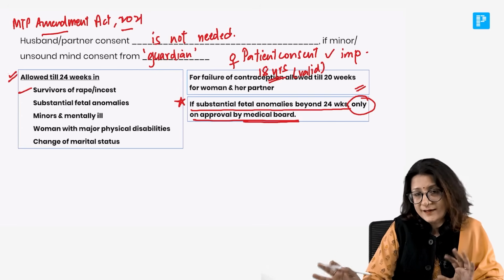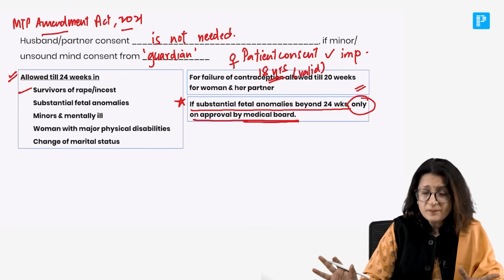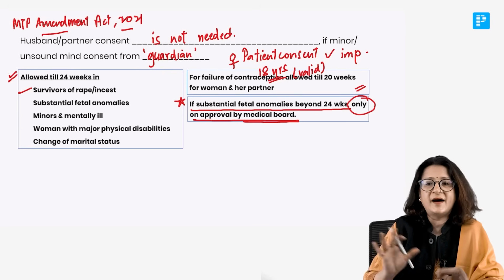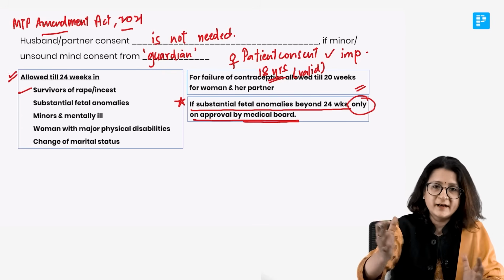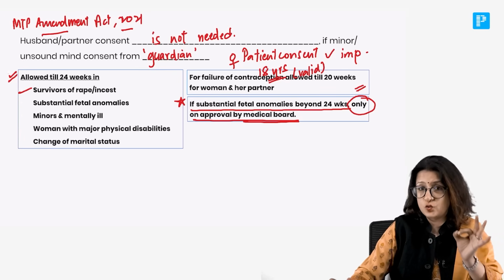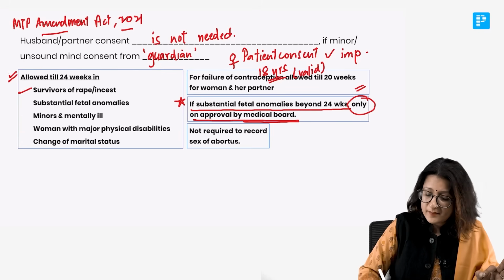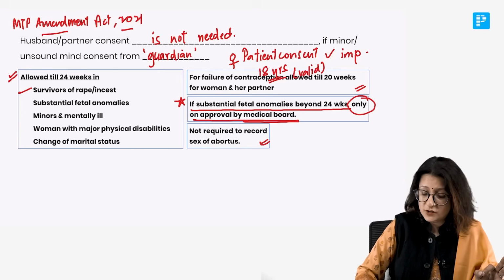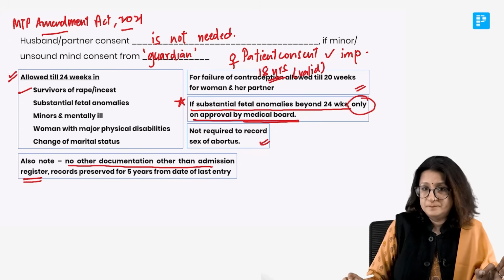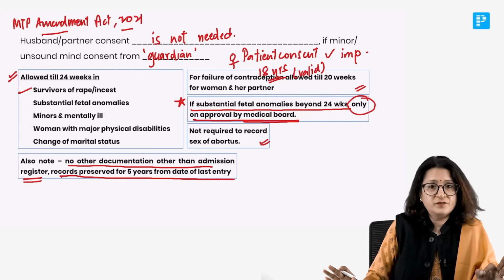The medical board will consist of the gynecologist, the pediatrician, the radiologist also. So there's going to be a medical board which is going to say that okay, she is beyond 24 weeks, but one can proceed with the MTP. But that is only and only in this situation, no other situation. Keep that in mind. Also remember that it is not required to record the sex of the abortus, and no other documentation other than the admission register needs to be maintained, and records are preserved for 5 years from the date of the last entry.